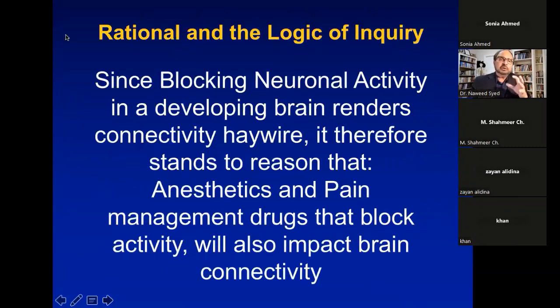So the rationale for this particular talk and study, the logic of inquiry, is that we know that blocking neuronal activity in a developing brain renders connectivity haywire, meaning that the activity is all messed up. So it stands to reason that anesthetics and pain management drugs that block activity will also impact brain connectivity. So this really is the rationale.